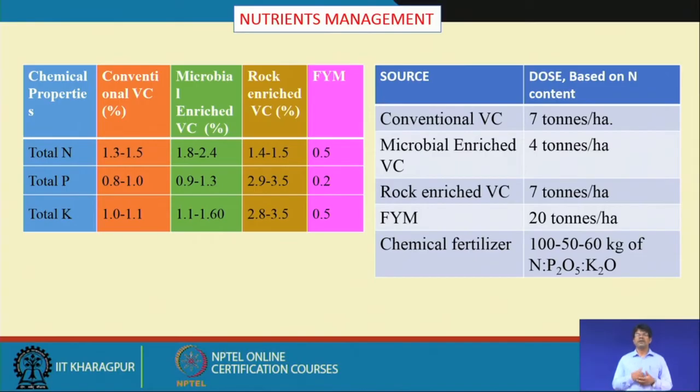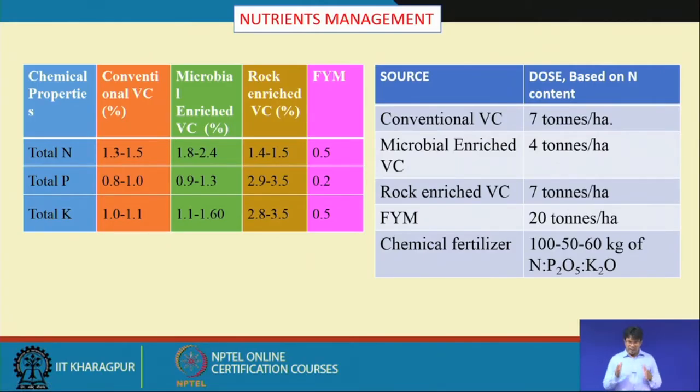As we are trying to meet the N demand of the crop so that the yield level is maintained, we do not want to sacrifice the yield in organic farming. So, to meet the nitrogen demand, the requirement of conventional vermicompost or rock enriched vermicompost remains the same. But if you go for the microbial enriched vermicompost, where there is a higher nitrogen content as compared to conventional or rock enriched vermicompost, the dose of the vermicompost is reduced to 4 tons per hectare.